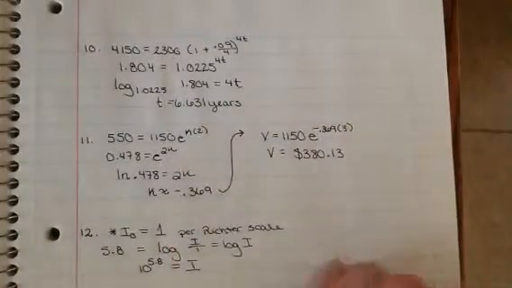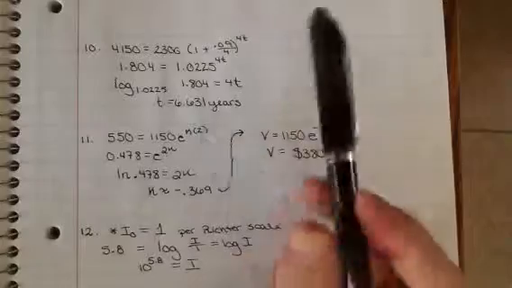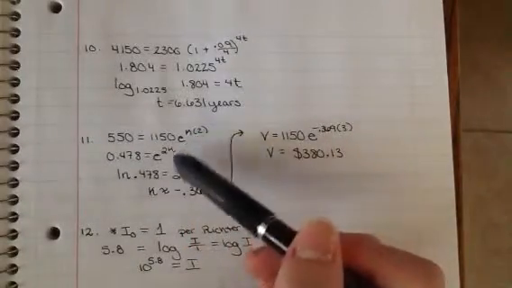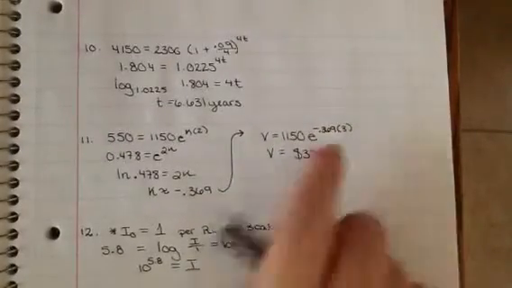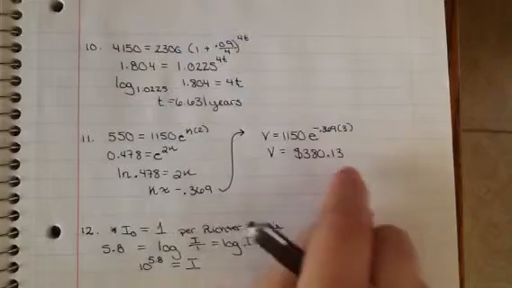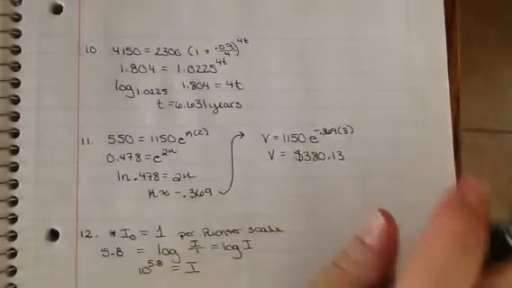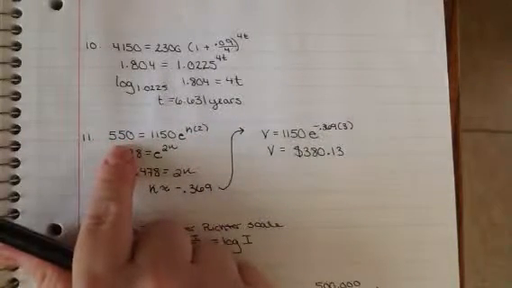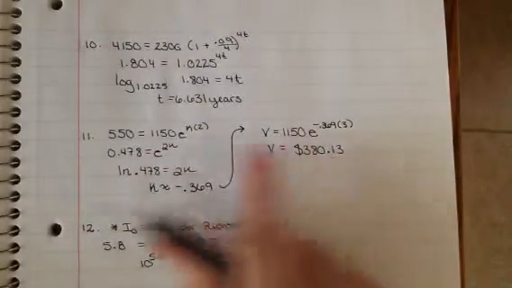Number 11 again is tricky because they tell us that this laptop is worth $550 after 2 years. So I have to plug in the 550 and the 2 for time, or for the years, and first I have to solve for k. Now that I know k, I can plug that in and figure out how much the laptop is worth after 3 years, which is only $380.13. Please make sure that things are logical. If after 2 years the laptop has depreciated to $550, you should have expected that after 3 years your laptop should be worth even less than $550.